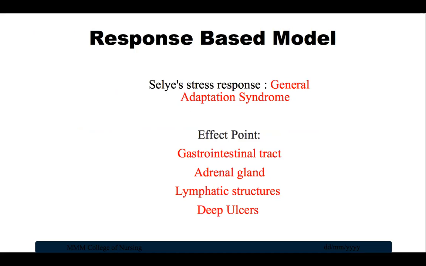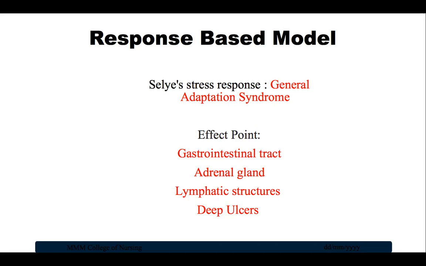Now let us see the response-based model. Selye's stress response is characterized by a chain or a pattern of physiologic events called the general adaptation syndrome. So stress can be observed only by the change it produces in the body. The response of the body, that is the stress syndrome or the general adaptation syndrome, occurs with the release of certain adaptive hormones and subsequent changes in the structure and chemical composition of the body.